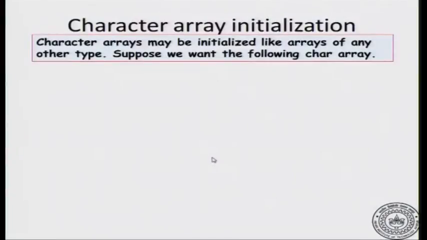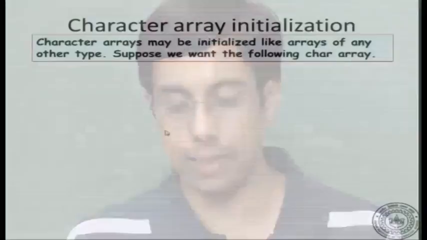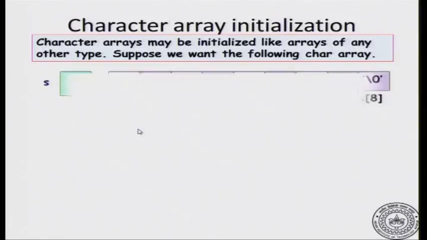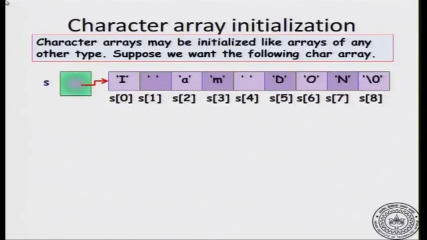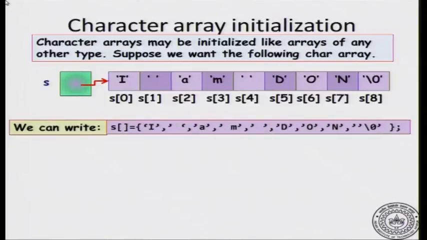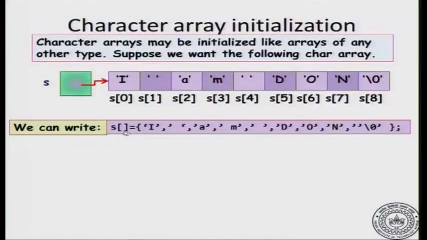Okay. Now how do we initialize character arrays? Character arrays can be initialized like arrays of any other type. Suppose we want the following array, s equal to 'I', space, 'a', space, 'm', etc. Okay. So I can initialize it just like I initialize the other array. I will not specify the size of s and then give these characters. Okay. So this is another way to specify it, and the last character is a null character.